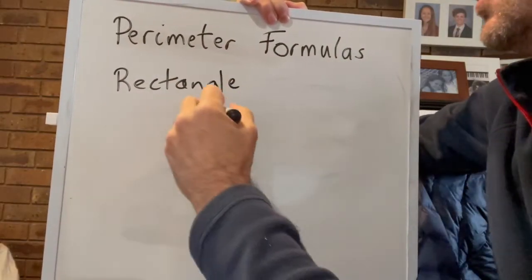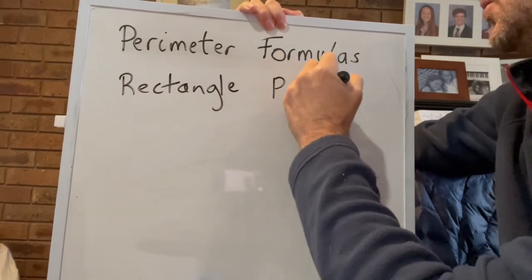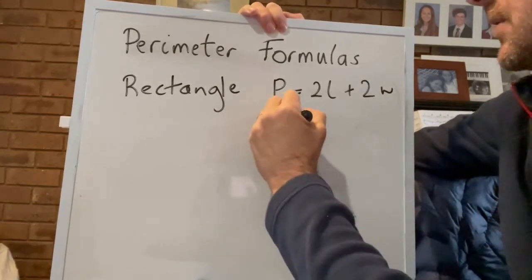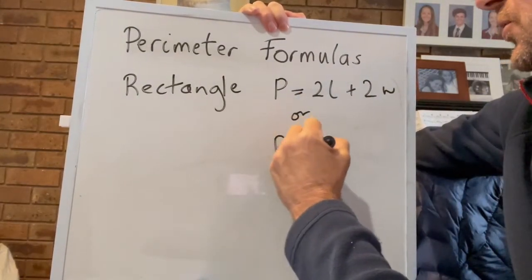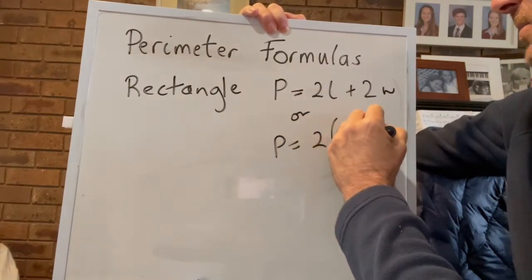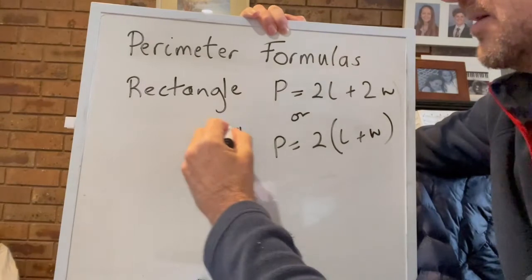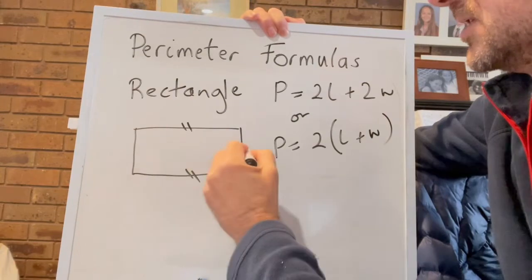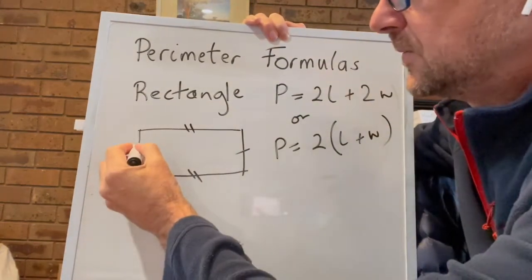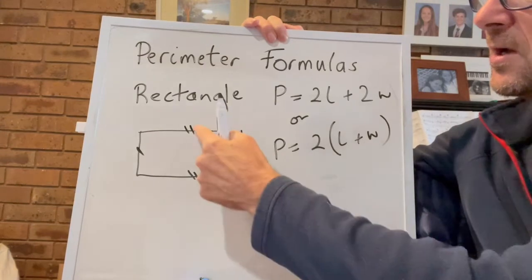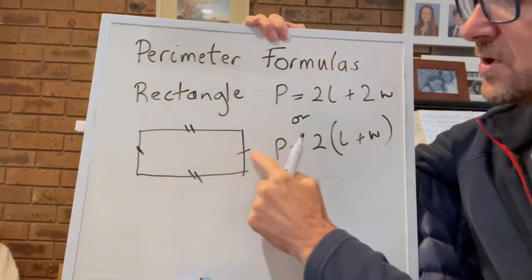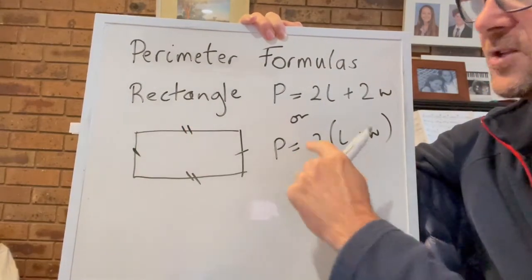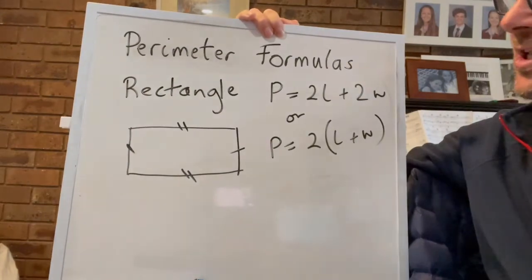Okay, so a rectangle is P equals 2L plus 2W, or P equals 2, and in brackets, L plus W. Okay, so if we look at our rectangle, we know that those two sides are the same, those two sides are the same, okay? So we've got two options here. We can find twice this length and twice that length and add them together, or we can add those two together and then times it by 2. So you've got two options with this particular type of question.